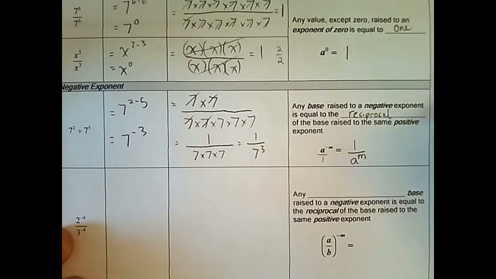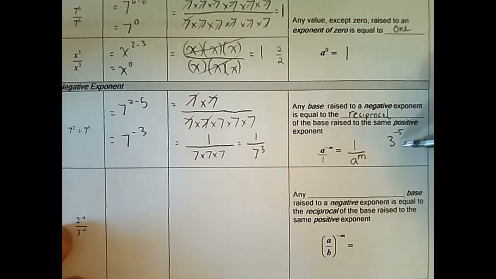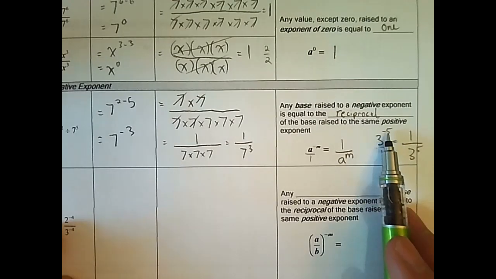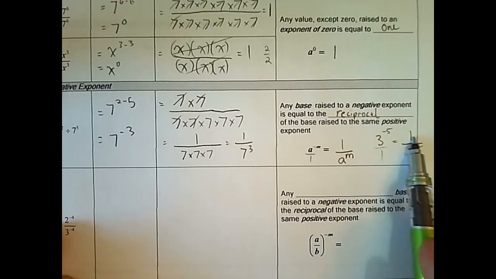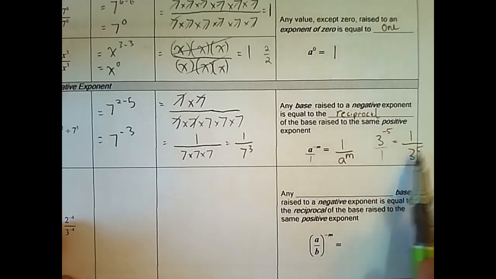So if you want another example, if I had, let's say, 3 to the power of negative 5, this would just be equal to, again, this is over 1. The reciprocal is 1 over 3 to the power of 5, like this. So if I have a negative exponent, you just flip it into a fraction, keep the exponent on the number it's with, and it changes signs once it moves down.